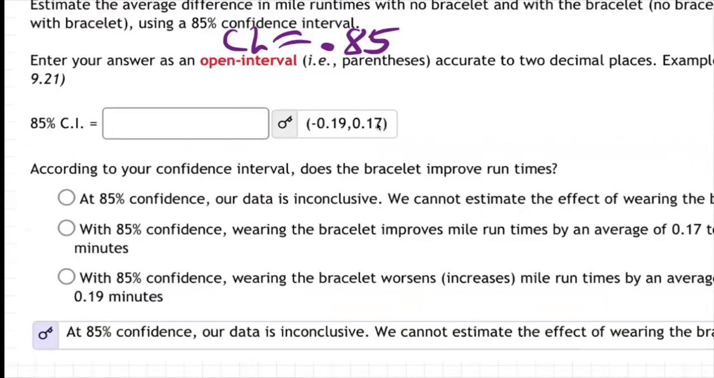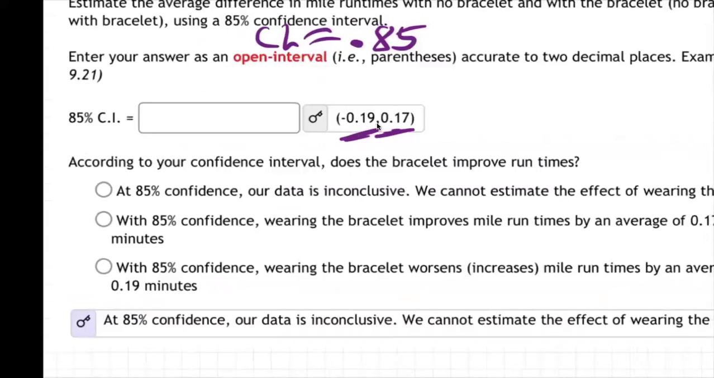Is that the 2 numbers? Yeah, negative 0.19, just rounded 2 places, and 0.17 rounded to 2 places with a comma in the middle, parentheses around them. That's the 85% confidence interval.